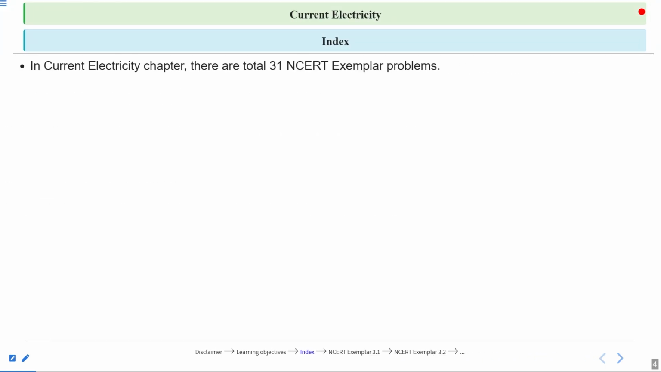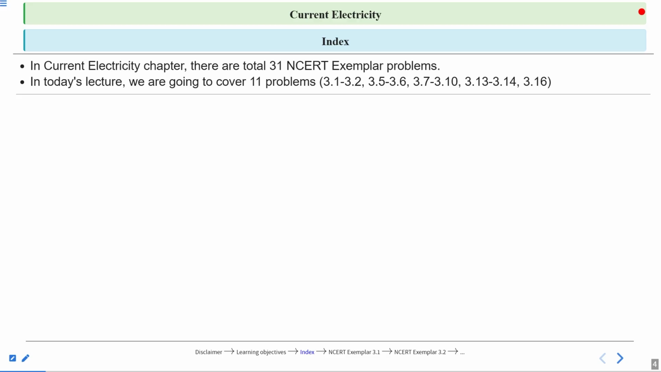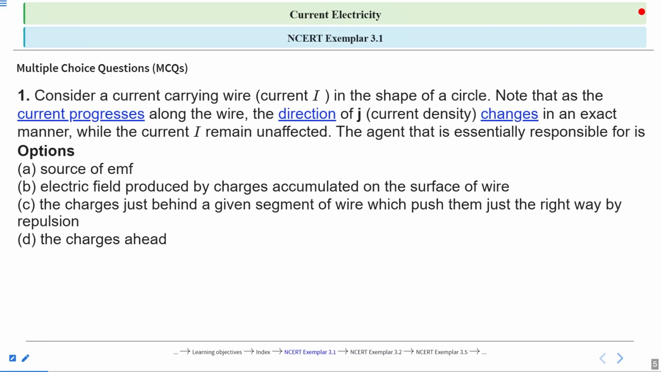So the topics that we are going to cover today. In the current electricity chapter, there are a total of 31 NCERT example problems, but in today's lecture, we are going to cover 11 problems, which are 3.1, 3.2, 3.5, 3.6, 3.7 to 3.10, and 3.13, 3.14, and 3.16. So the first NCERT example problem, which is 3.1, is a multiple choice question.